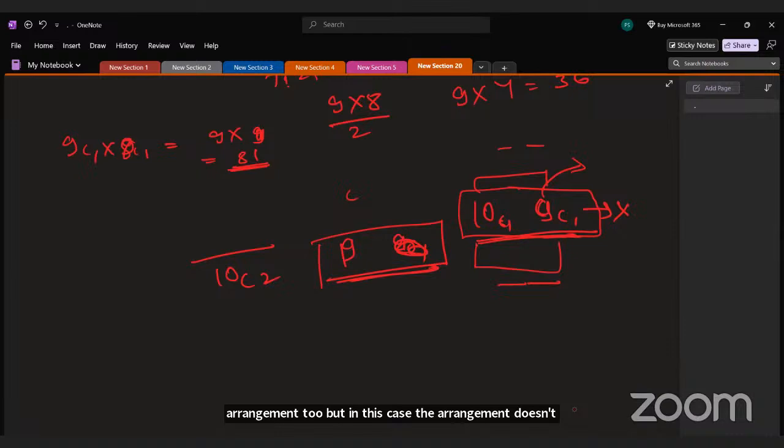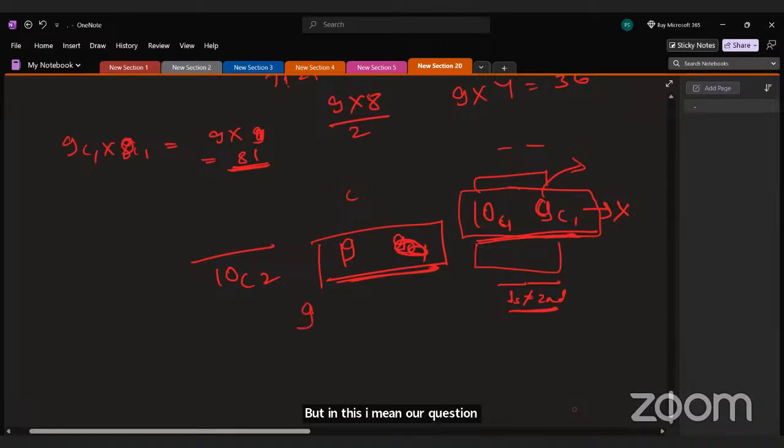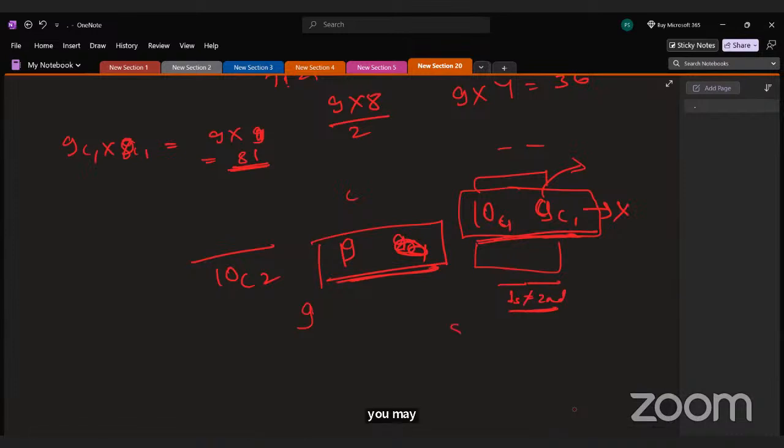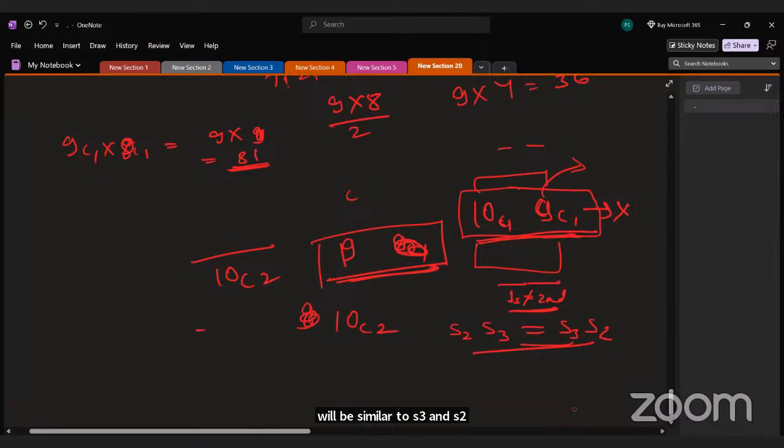In this case, you are saying that the first place is not similar to the second place. But in our question, when you choose some sock first and some sock second, it will be similar to, let's say, S2 first and S3 second, which is similar to S3 and S2. That's why we have to do it this way only, 10C2, not 10C1 into 9C1.